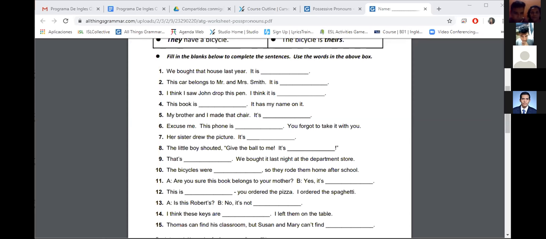The bicycles were theirs, so they rode them home after school. Very good. All right. Josue with Johnny? Number 11. Are you sure this book belongs to your mother? Yes, it is. It's hers. Very good. All right. Very nice.